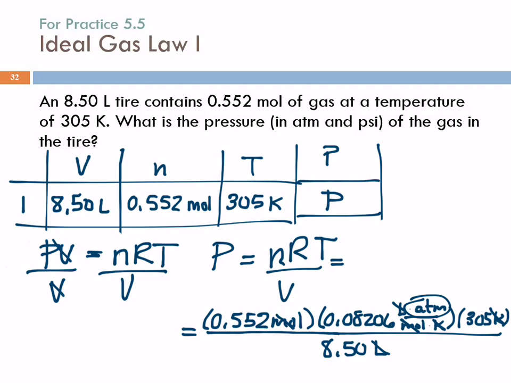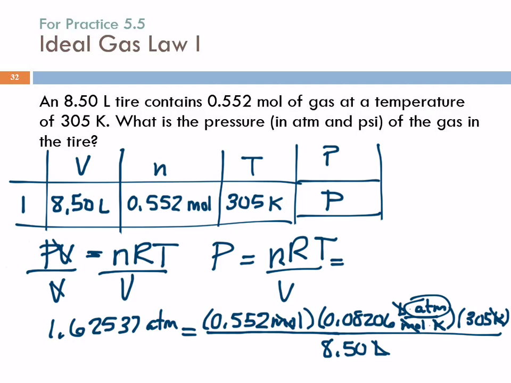So then I use my calculator, 0.552 times 0.08206 times 305 divided by 8.5. So the pressure is 1.62537 atmospheres. I didn't want to write down all the digits, but I wanted to write down some extra ones because we're supposed to also give this answer in PSI. So how should I round the answer in atmospheres?